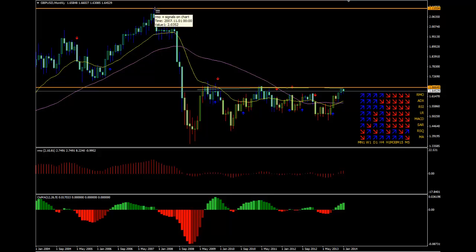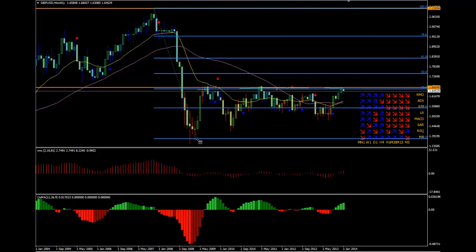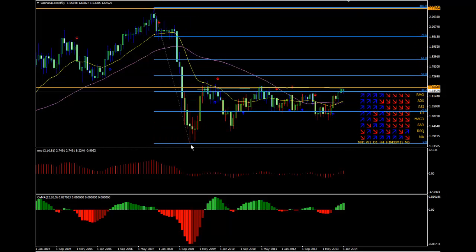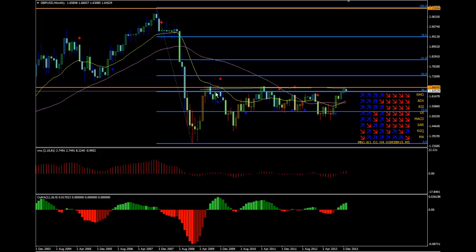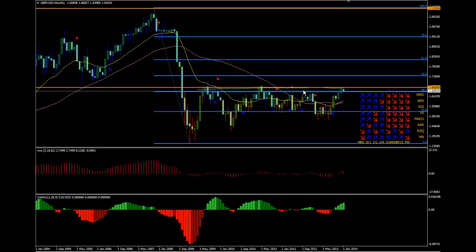Now you could use your fib level, take the all-time high back in 2007 to the current low that we saw in 2008. Notice what the 38.2 level is also doing. It's telling us we also have a major support and resistance level in this area here. So now I know that there's likely to be a lot of consolidation in this area.